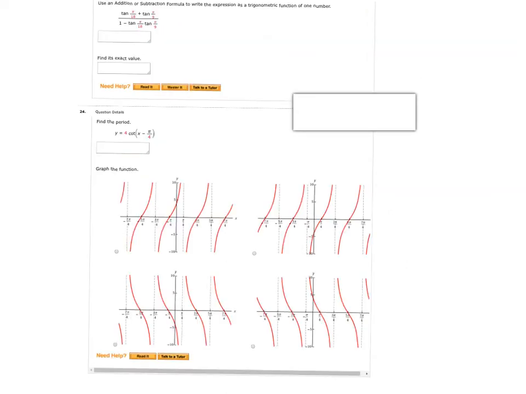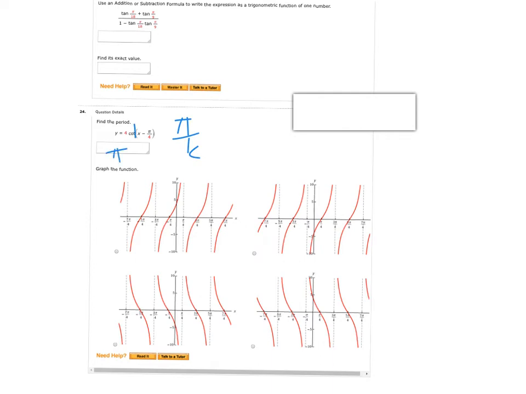All right, 23 is very similar to the previous problem. You're going to kind of put it back together using the angle addition formula for tan and then evaluate it according to the unit circle. I'm going to move on to our graph here. And so the period for tan and cotan is always pi over k. So in this case, k equals 1. And so I'm going to say the period is just pi here.